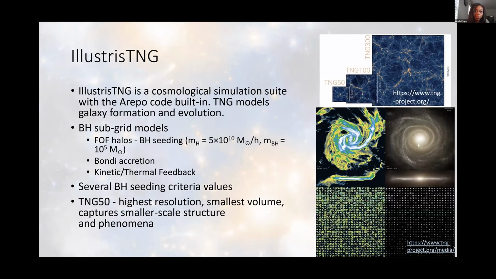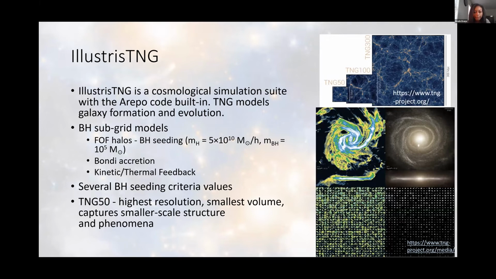And so the tool we're using is IllustrisTNG. IllustrisTNG is a cosmological simulation suite. It includes Planck 2015 collaboration constants measured from the cosmic microwave background. It includes gravitational physics as well as magnetohydrodynamics, and it has a built-in Arepo code, a moving mesh grid that moves with all those equations.